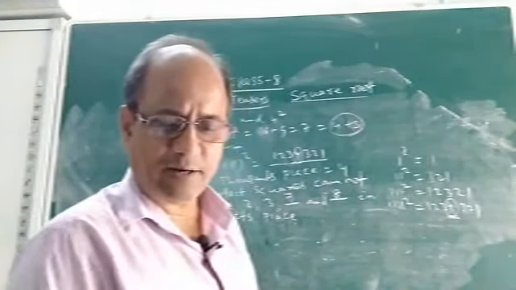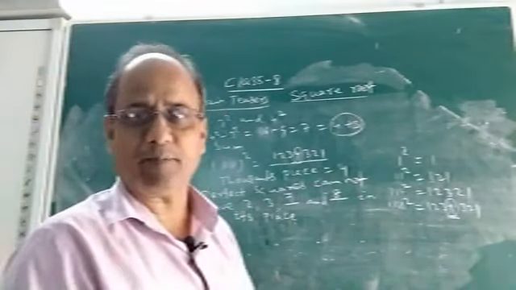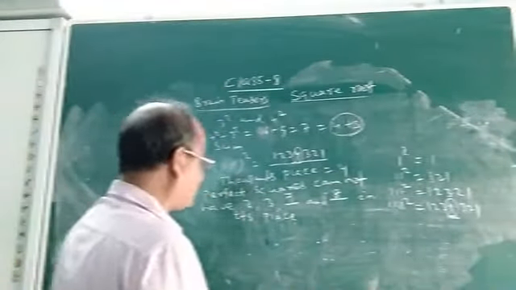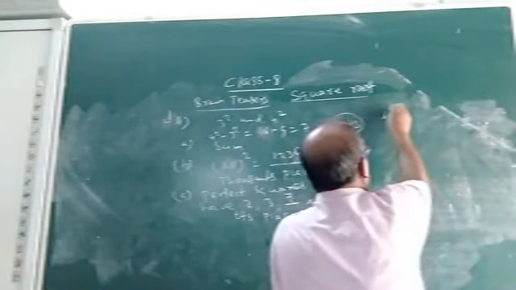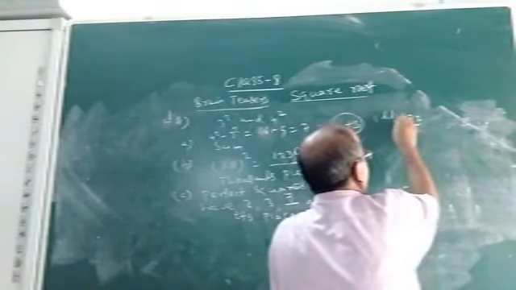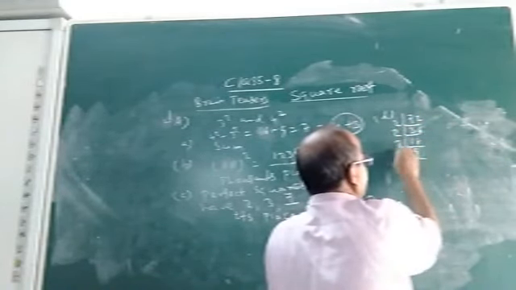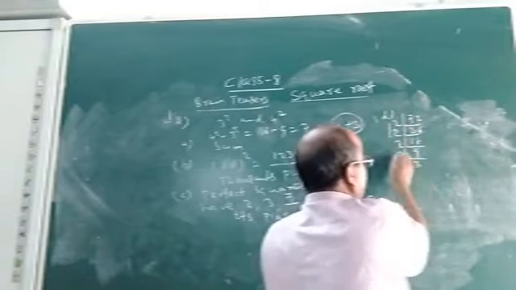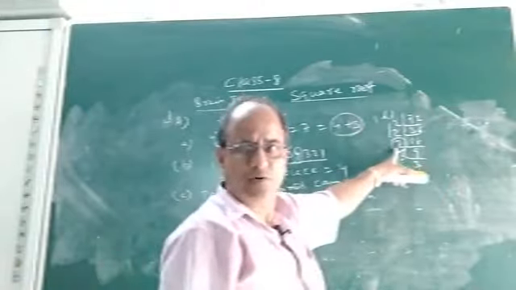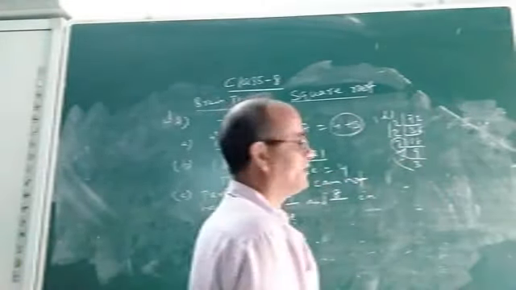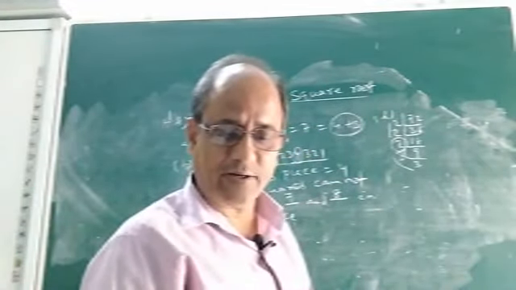Then the next question is the smallest number by which 72 must be divided to make it a perfect square. It is a very simple process. You know what the process is. How to find out the smallest number? Take the prime factorization of 72: 2, 36, 2, 18, 2, 9, 3, 3. Now look at the pairs. Which prime number is left unpaired? 2. So this must be divided. So the answer will be 2.